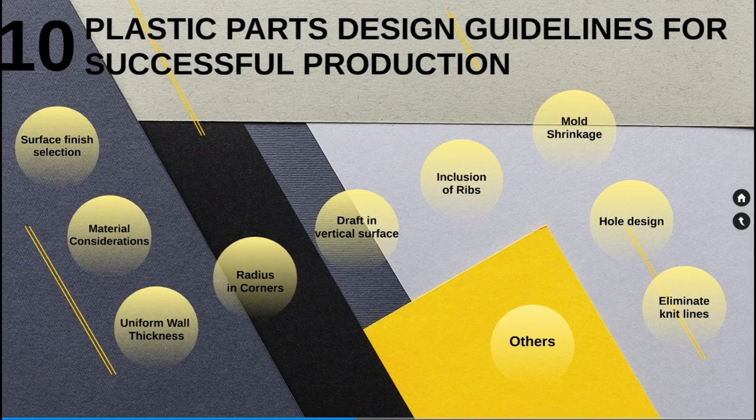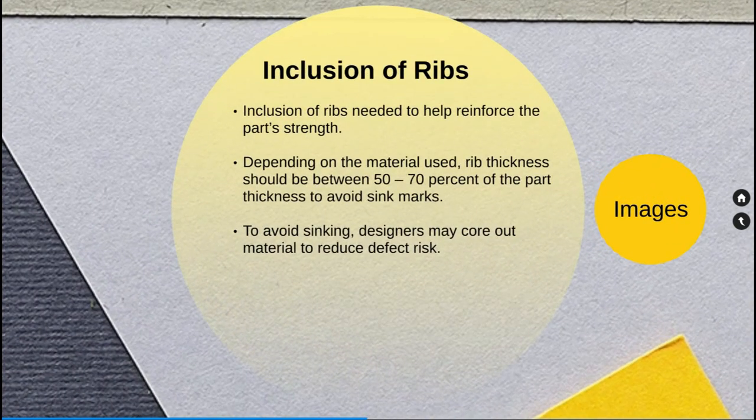Inclusion of ribs is needed to help reinforce the plastic strength. When you provide more ribs, eventually the plastic will have more load carrying capacity. Depending upon the material used, rib thickness should be between 50% to 70% of the part thickness. This is required to avoid seam marks and other plastic defects.